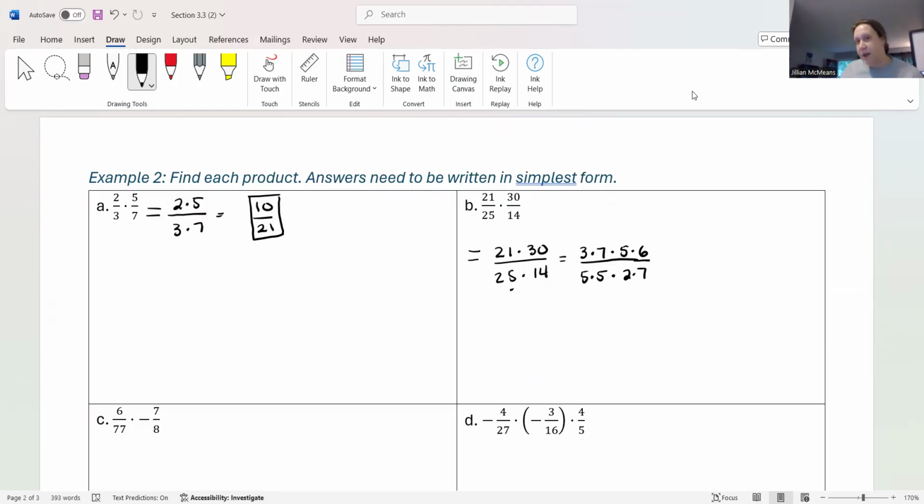Now, I know this feels counterintuitive because we're supposed to be multiplying, and here we are breaking things up. But let's look and see what happens.